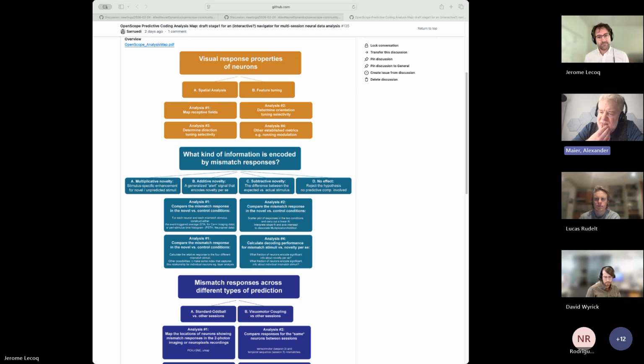Another idea might be that if somebody feels strongly about one of these questions and really wants to take hold of that project and do the leadership, we could have almost like breakout groups. If somebody's like, look, I'm really interested in whether it's multiplicative or additive or subtractive prediction errors, that person could take on some oversight in terms of coordinating people, and what analysis they do at what point.